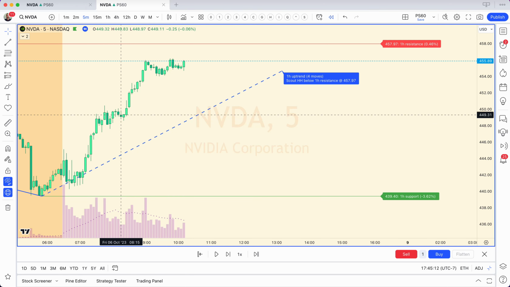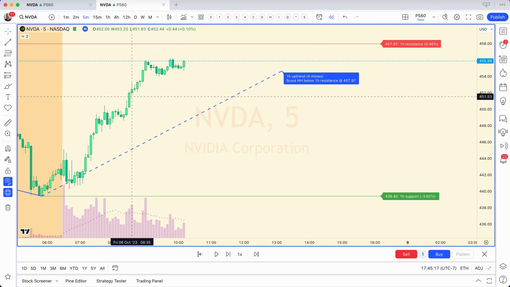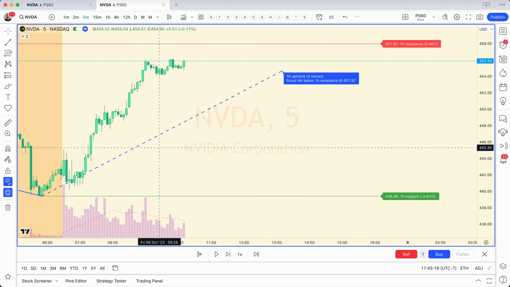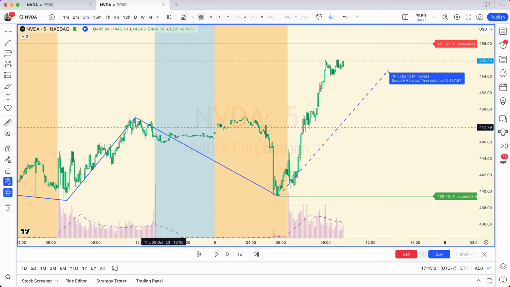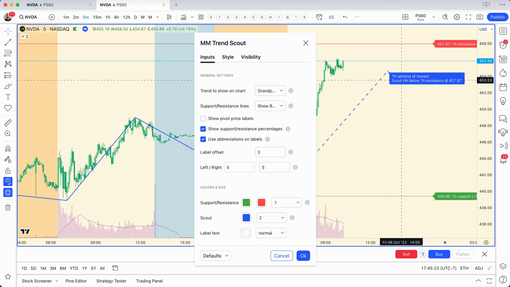Well, yeah, I mean, I've got basically $8-ish all the way up to here, if it can get that far. You know, it's up to you what trades you want to take. But that's what that setting does.